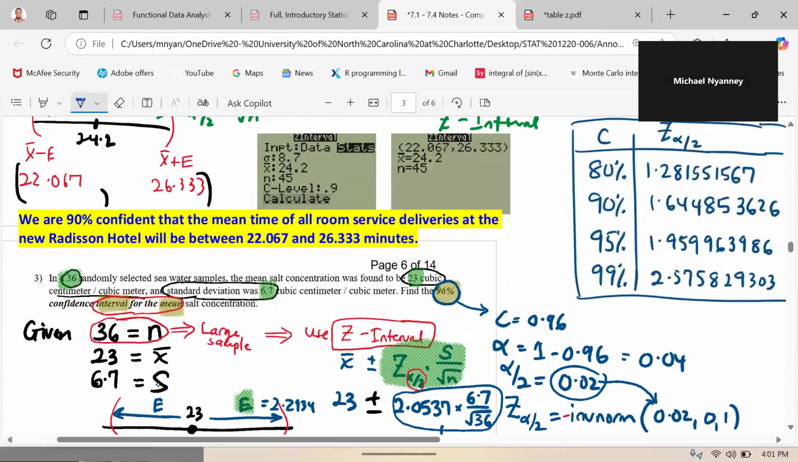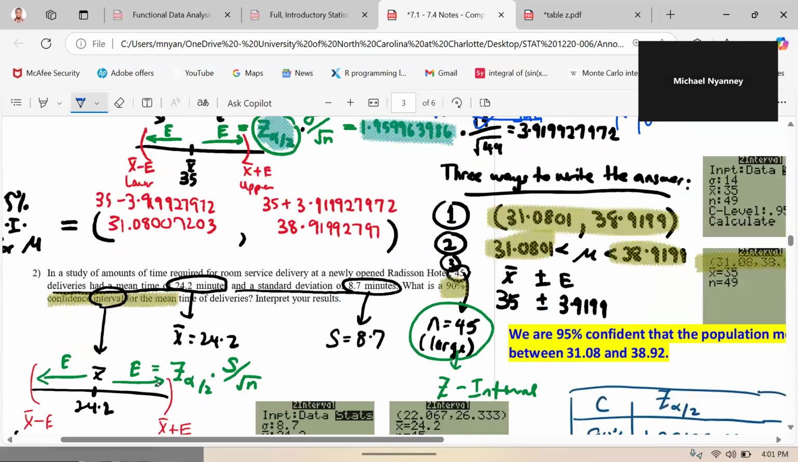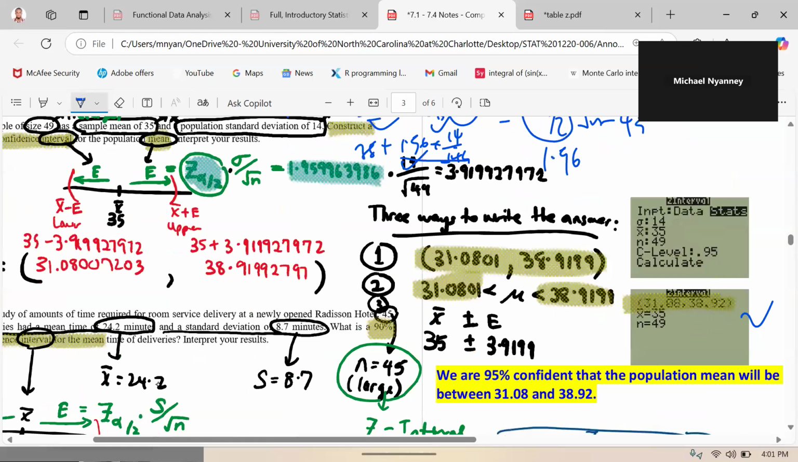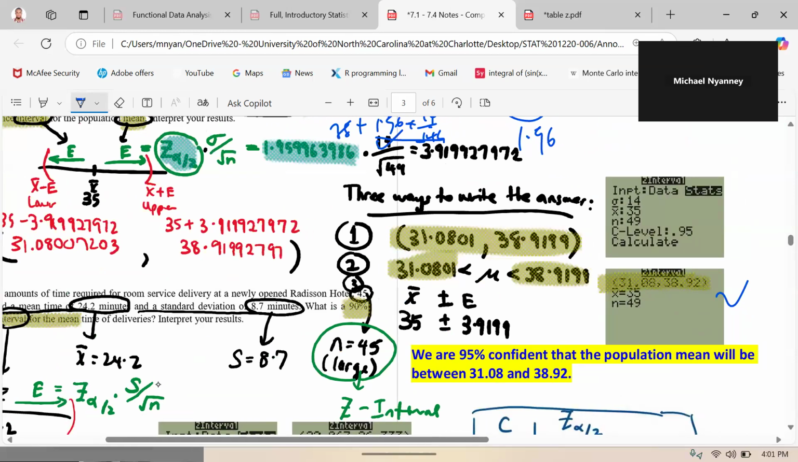So how do we interpret this? The interpretation is that we have to construct a 95% confidence interval, right? So this implies that we are 95% confident that the population mean will be between 31.08 and 38.9. So interpret it based on the confidence level given and the interval. If we are given a 90% confidence interval, then we are 90% confident that the population mean or population proportion will be within your interval.